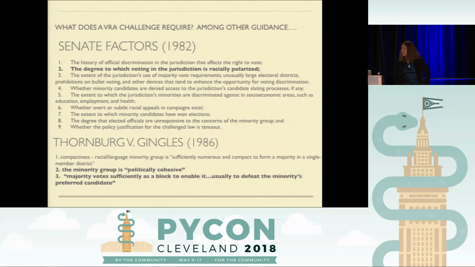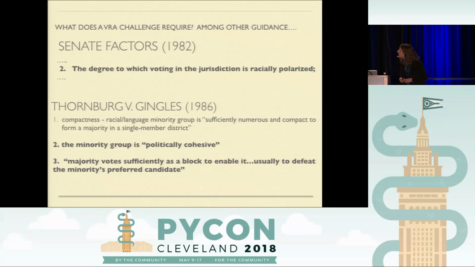Cool. So we're going to look at Section 2 and this class of voter dilution cases. There was helpful clarification that came from both the Senate and the Supreme Court surrounding the 1980s reauthorization of the Voting Rights Act. And let's just focus in on the second of those 9 Senate factors, which is that to successfully argue vote dilution, you need to make a case about the degree to which voting in the jurisdiction is racially polarized.